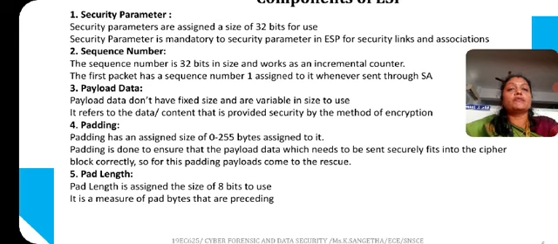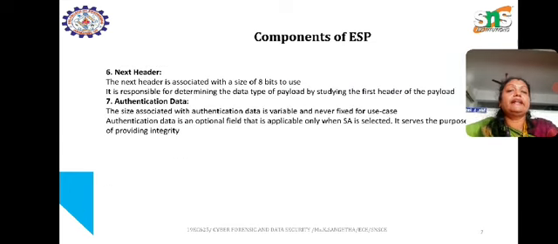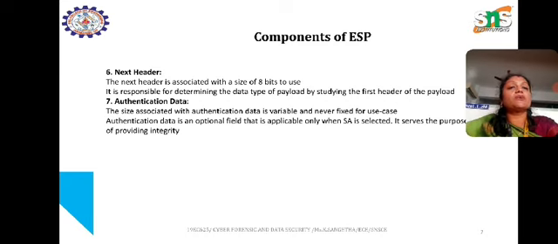Payload data does not have any fixed size and is variable in size. Padding has an assigned size of between 0 to 255 bytes. The padding is done to ensure that the payload data which needs to be sent securely fits into the cipher block correctly. So for this padding, the payloads come to the rescue. Pad length is assigned a size of 8 bits. It is a measure of the bytes that are preceding. And the next header is associated with a size of 8 bits. It is responsible for determining the data type of the payload by studying the first header of the payload.